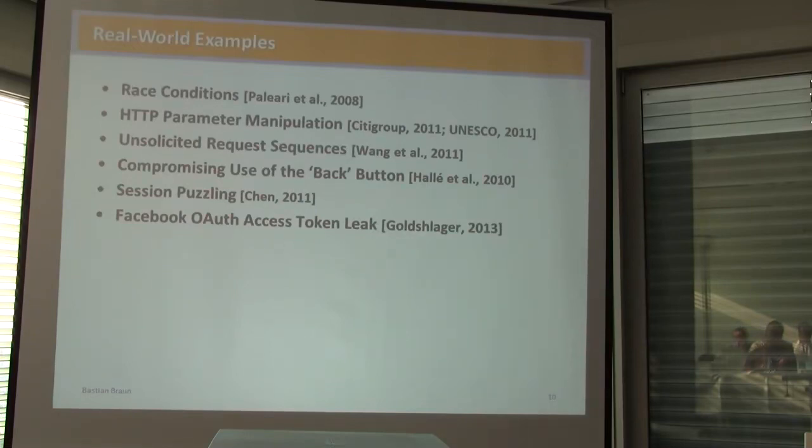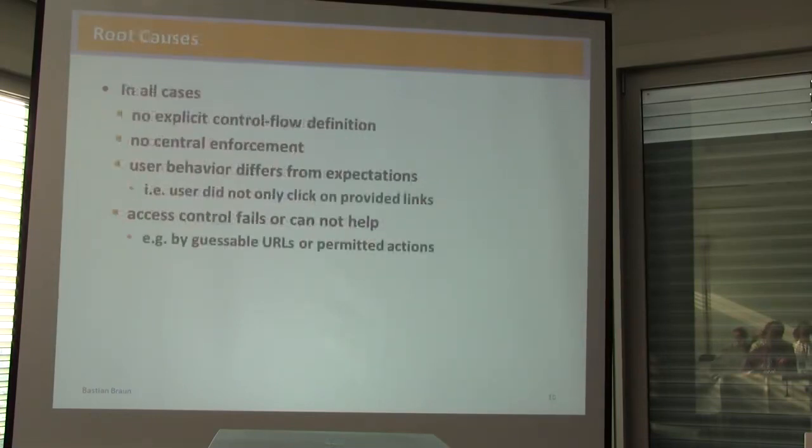There are even more such examples that all are in this field of falsely handled HTTP requests on the web application side. So what they all have in common is there was no explicit control flow definition that would be reviewable, that would be checkable for assessments, for example. Nor was there a central enforcement point. So the enforcement happened in distributed modules of the web applications.